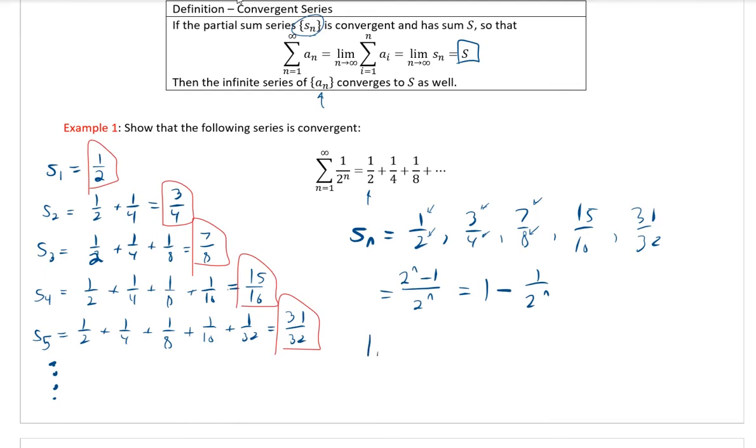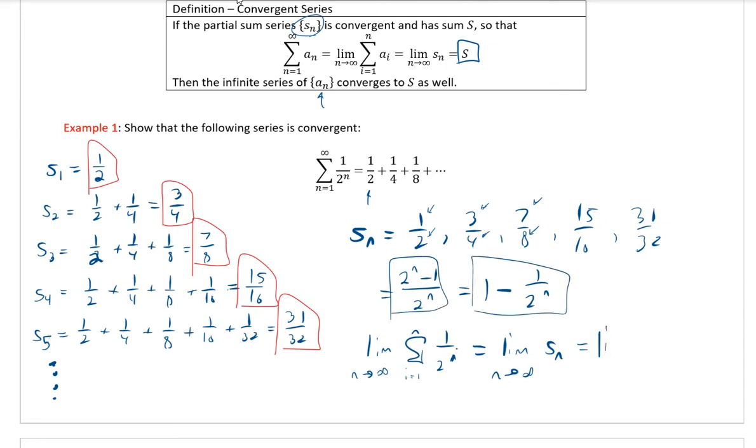Therefore, when I'm trying to find the limit as n approaches infinity of the sum of 1 over 2 to the n, as i equals 1 to n, what I can do instead is look at the limit as n approaches infinity of s sub n, which we confirmed is this, or 1 minus 1 over 2 to the n.